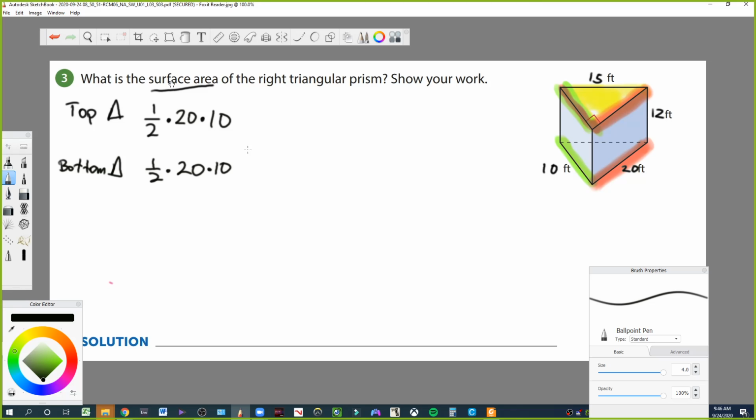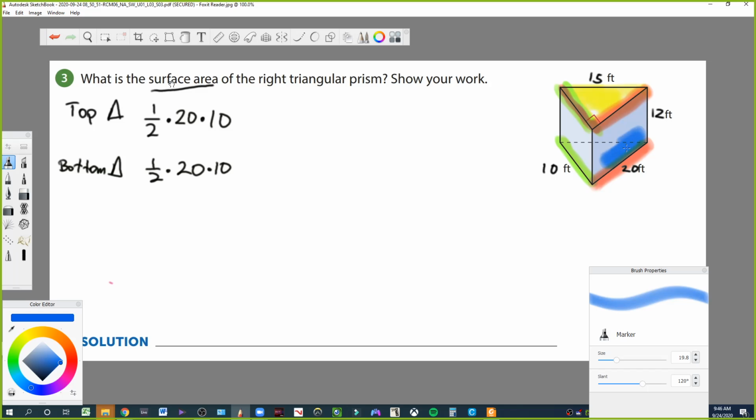Now, from here, though, it gets a little bit easier because then we just need to find the 3 rectangles. So the first rectangle, I'm going to show you in blue, so you can see the one I'm trying to find. I'm trying to find this right rectangle right here.